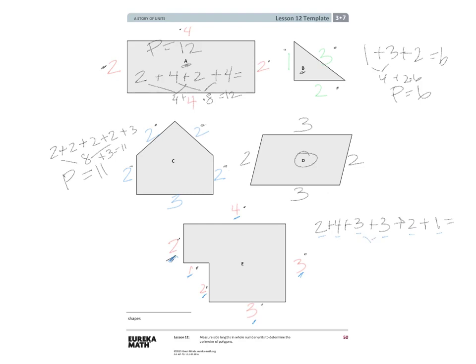So now 3 plus 3 is 6, and then I can find a 10, so 4 plus 6 is equal to 10. Now 2 plus 1 is 3. 3 plus 10 is 13. And I still have this 2 up here. 2 plus 13 is equal to 15. So my perimeter here for shape E is equal to 15 units.